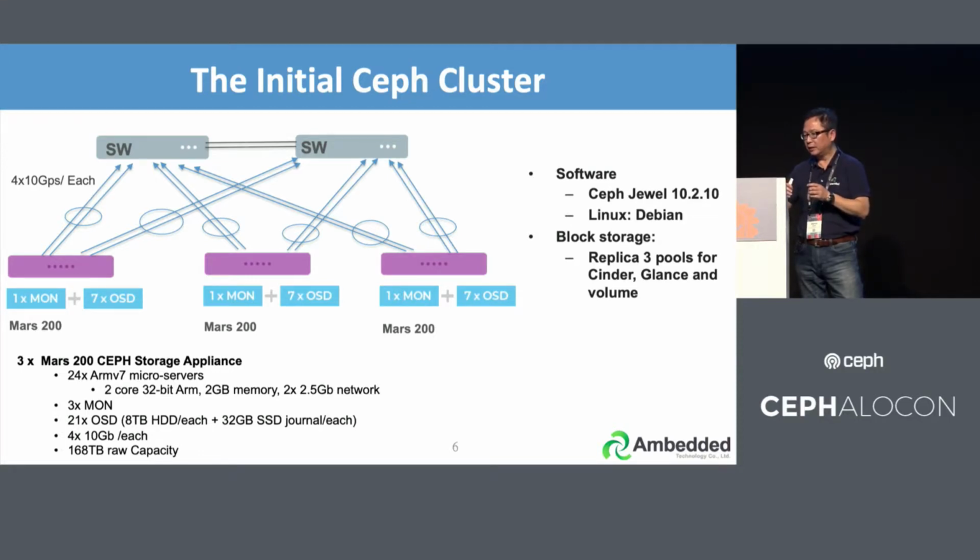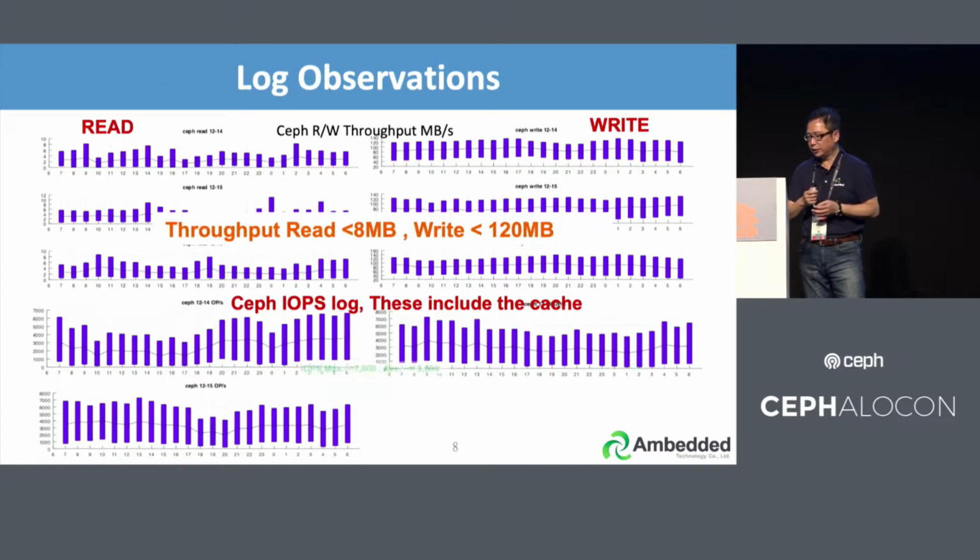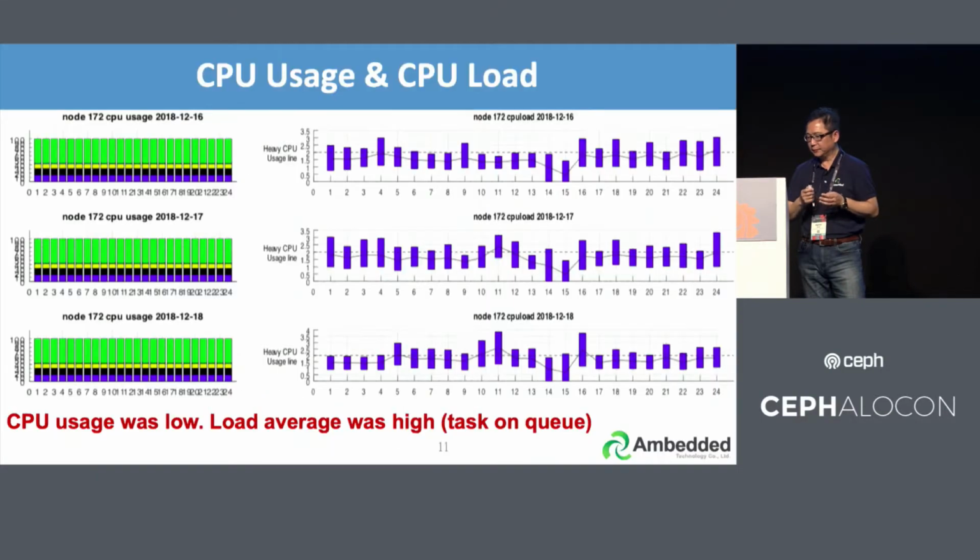The Ceph version is Jewel 10.2.10, and the operating system is Debian. They use Replica 3 as the pool for their Cinder, Glance, and Nova. Okay, so let's get back to the solution.